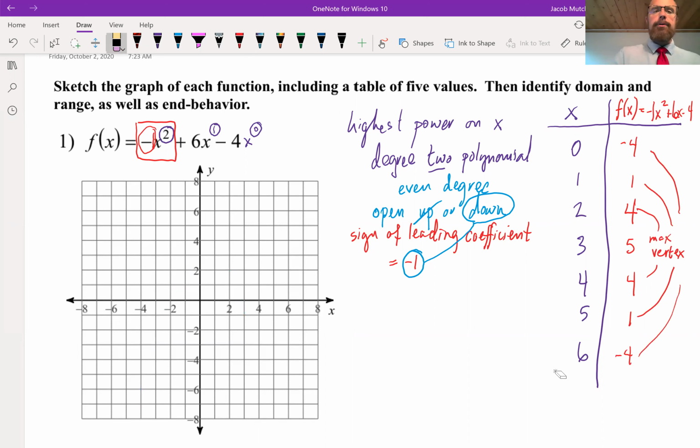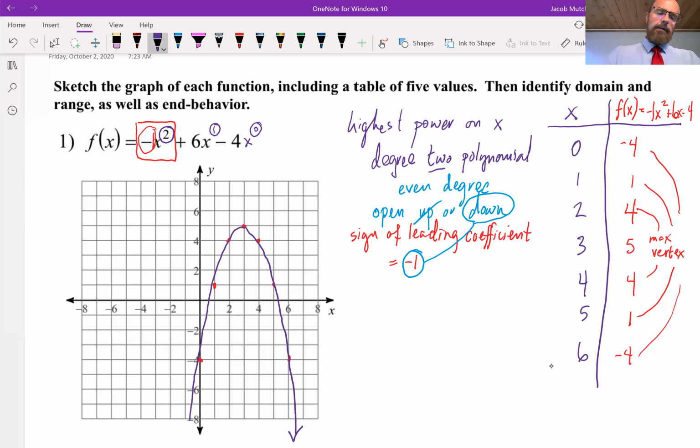We'll get rid of our prediction there, and we'll plot these points. So right on the y-axis, 0, negative 4. In quadrant 1, 1, 1, 2, 4, 3, 5. And here you'll start to see the symmetry as it appears on the graph. 4, 4, 5, 1, 6, negative 4. And once we have that framework in place, we just want to graph the parabola. It rises on the left and then descends on the right.